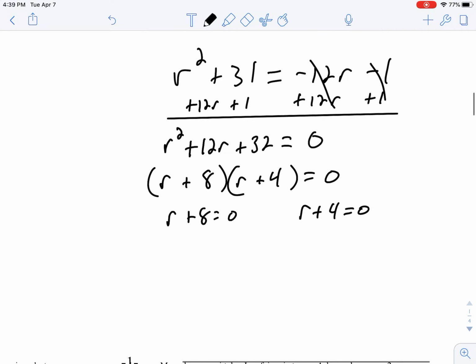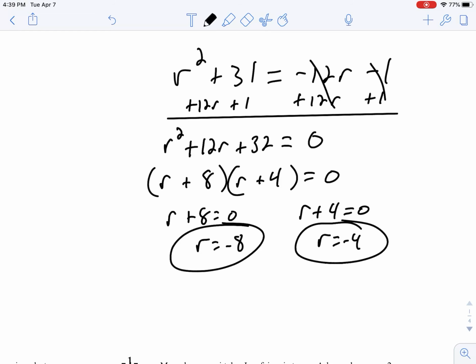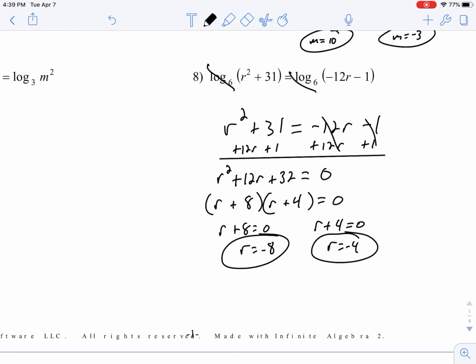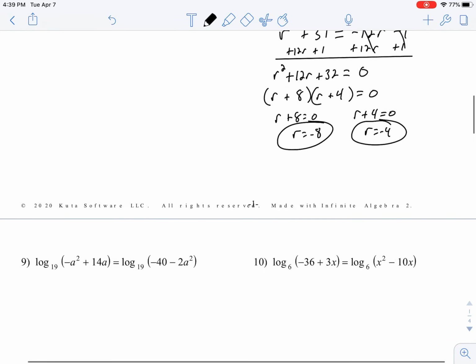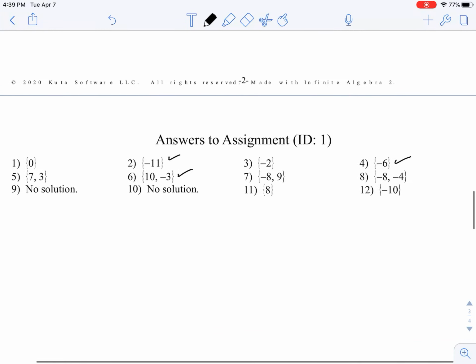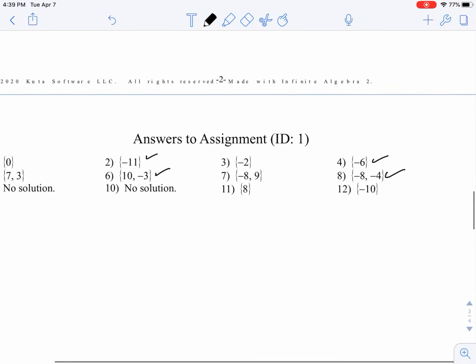And then when you solve them, you subtract 8, you're going to get negative 8. And when you subtract 4, you're going to get negative 4. And these are my answers. Let me scroll down to number 8 and check and see if those are right. Yep, right there. -8 and -4.